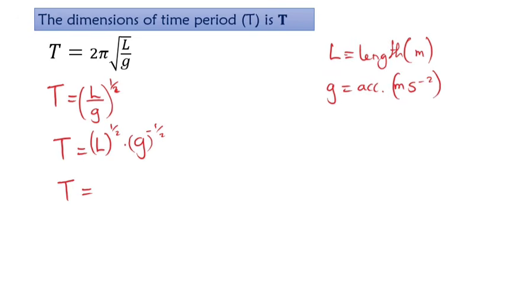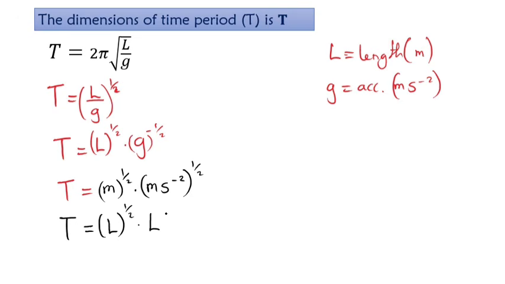So let me replace them with the units. L is length, so the unit is a meter. Remember, there's a power half there. g is acceleration due to gravity, so the units are meters per second squared. We still have the power half as well. So if I bring in the dimensions now, m is a meter, meaning the dimension is L raised to the power half. We have this m here as well, so we have L raised to the power negative half. Sorry, this half is supposed to be negative. So here we have negative half.